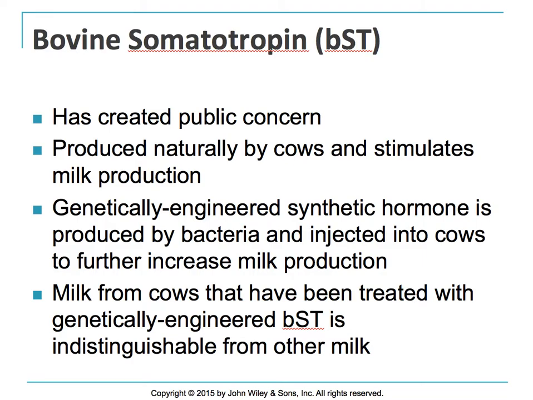One example, bovine somatotropin, or BST, has created some public concern. You might have seen stuff about it in the news. It is produced naturally by cows and stimulates milk production. However, the hormone can be genetically engineered as a synthetic, produced by bacteria, and injected into cows to further increase milk production beyond what they would normally produce. Milk from cows that have been treated with genetically engineered BST is indistinguishable from other milk.